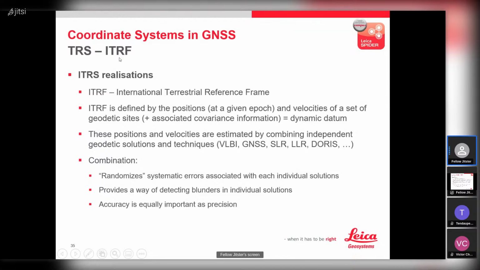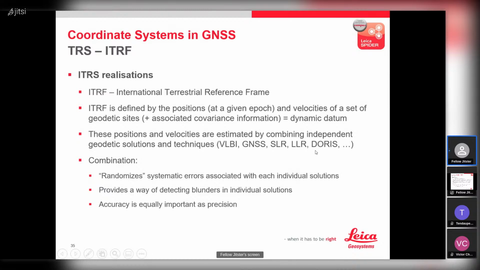And the realizations of ITRS do not only use GNSS, but also other space techniques. For example, very long baseline interferometry is one of them; they are measuring extraterrestrial objects. Then there are satellite laser ranging and lunar laser ranging. These are methods that use reflection, measuring the positions of satellites or the moon. For example, with LLR we have some reflectors on the moon.